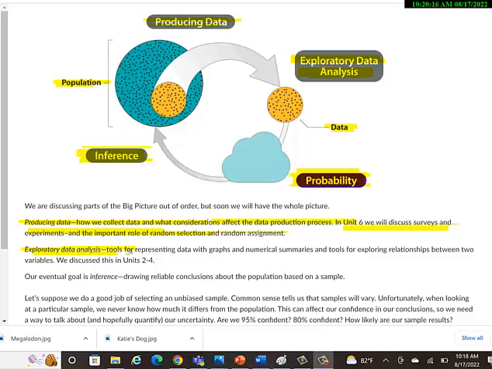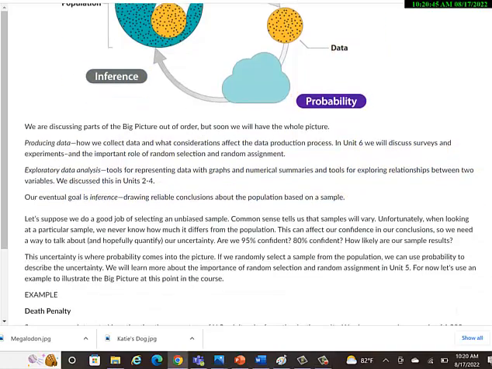Exploratory data analysis. These are tools for representing data with graphs and numerical summaries and tools for exploring relationships between two variables. These were discussed back in Units 2 through 4. That was a while back. You might want to look back at your notes, and there should be some there. Now, a lot of times the things that we did in the beginning seem easy now because what we're doing is more complicated. But our eventual goal is inference. We haven't talked about that very much, but it's drawing reliable conclusions about the population based on the sample and based on the analysis we've done.